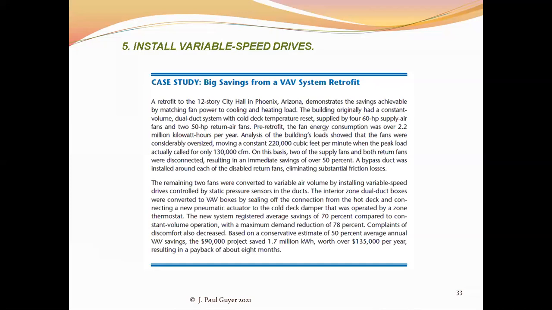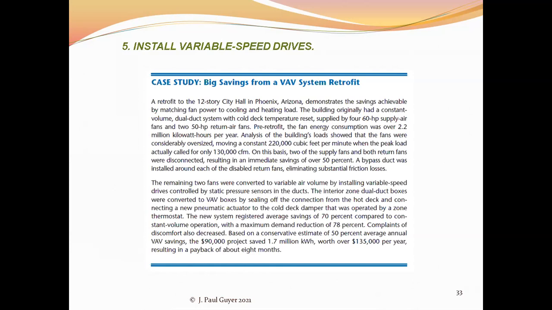The analysis of the building's loads showed that the fans were considerably oversized, moving a constant 220,000 cubic feet per minute when the peak load actually only called for about 130,000 CFM. So on this basis, two of the supply fans and both return fans were disconnected, resulting in an immediate saving of over 50%. And a bypass was installed around each of the disabled return fans, eliminating substantial friction loss.